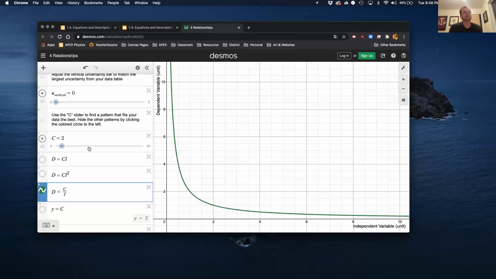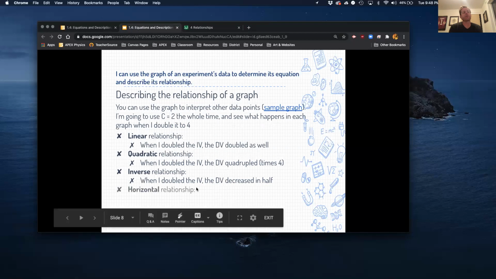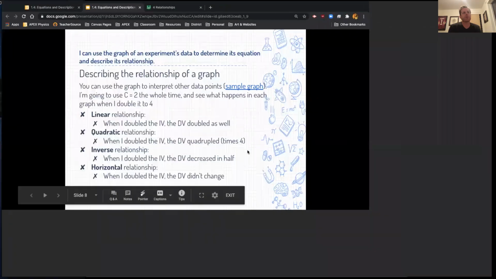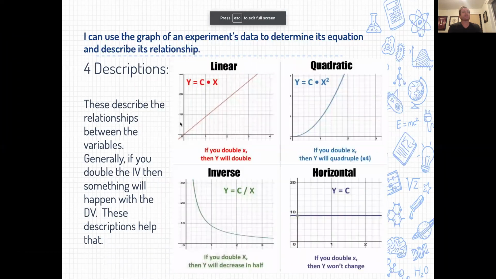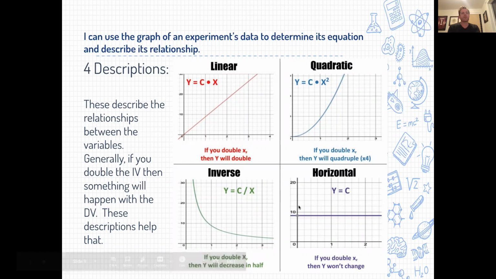And then the last one is horizontal. In the horizontal relationship, if I go from 1 to 2, look, it doesn't change. It's always the same, okay? So in a horizontal relationship, when I double the independent variable, the dependent variable doesn't change. So this is something that ideally you can have kind of memorized, but you know what? I also put it on this main graphic. And in this main graphic, I put on Canvas, and it's something that I would have students put in their interactive notebooks and something that you can use on the test.